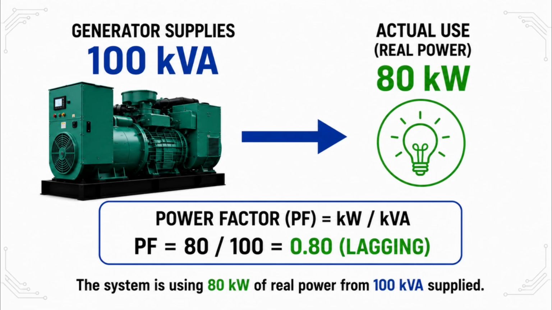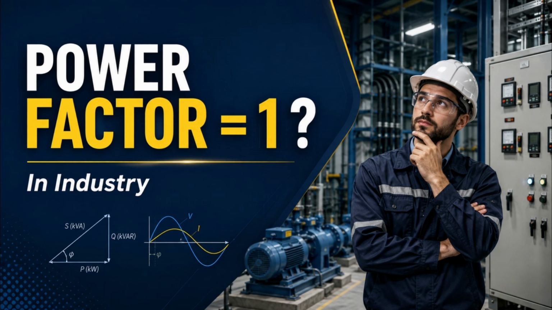Our 100 kVA example: 100 kVA, 80 kilowatts. PF equals 80 divided by 100, which is equal to 0.8. Now suppose our industrial system is using 80 kilowatts of real power. The generator is supplying 100 kVA of apparent power. So our power factor is real power divided by apparent power, 80 divided by 100, which gives us a power factor of 0.8.